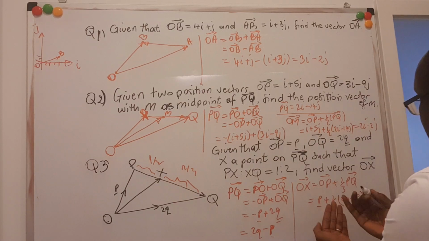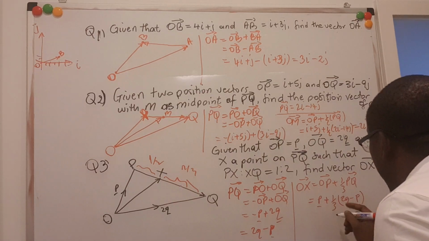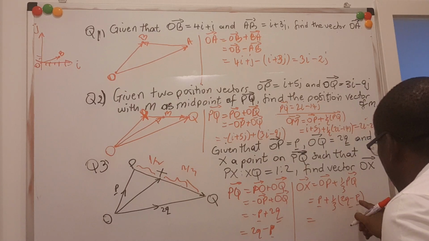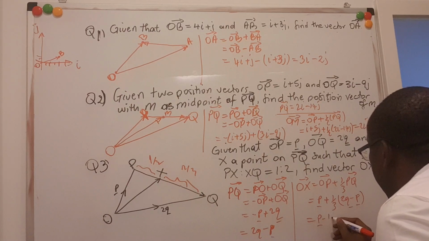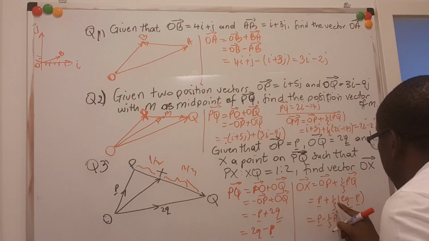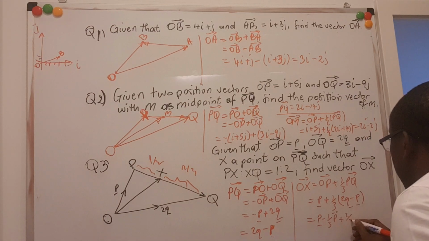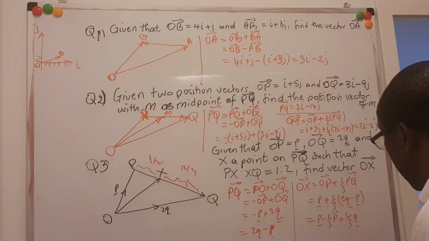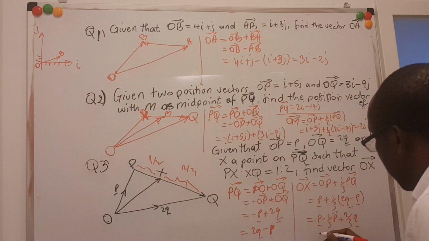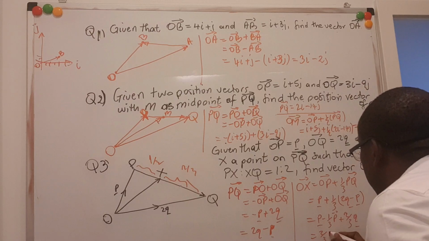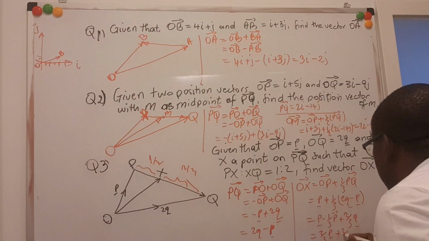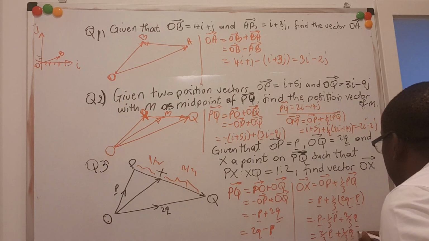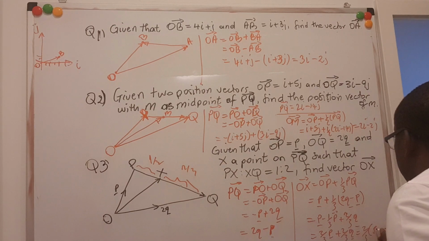I would like to bring the like terms together. If I open these brackets, I get minus 1/3 p. So this is p minus 1/3 p, and this time that is 2/3 q. If I put this together, 1p minus 1/3 p is 2/3 p, plus 2/3 q. So this is 2/3 into p plus q.